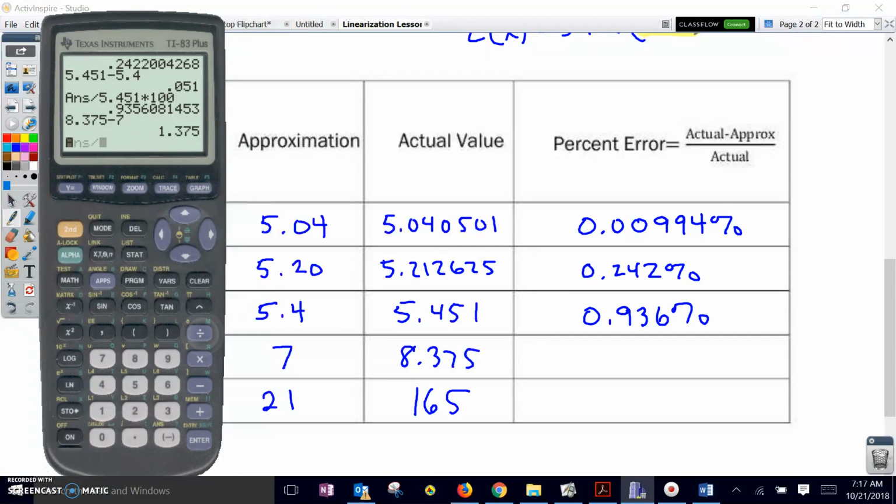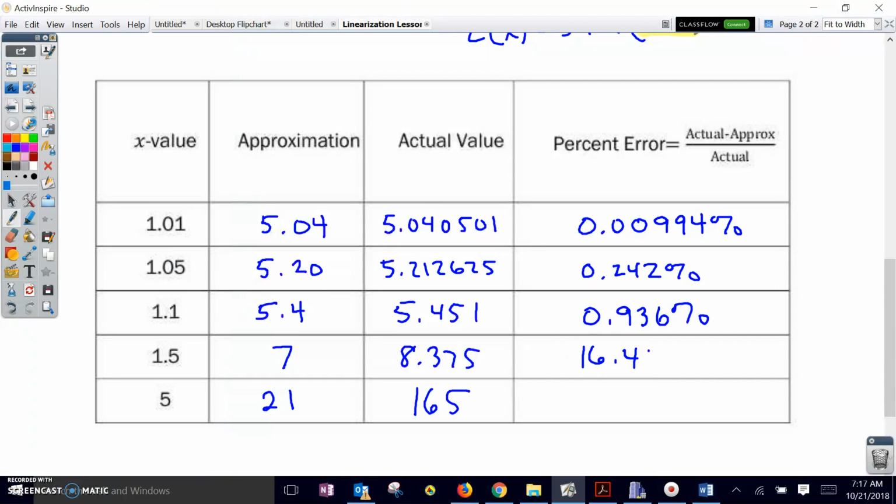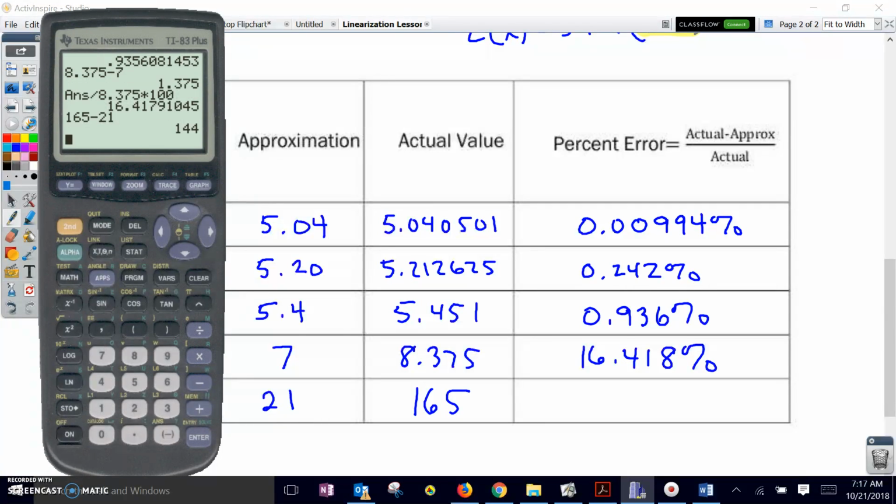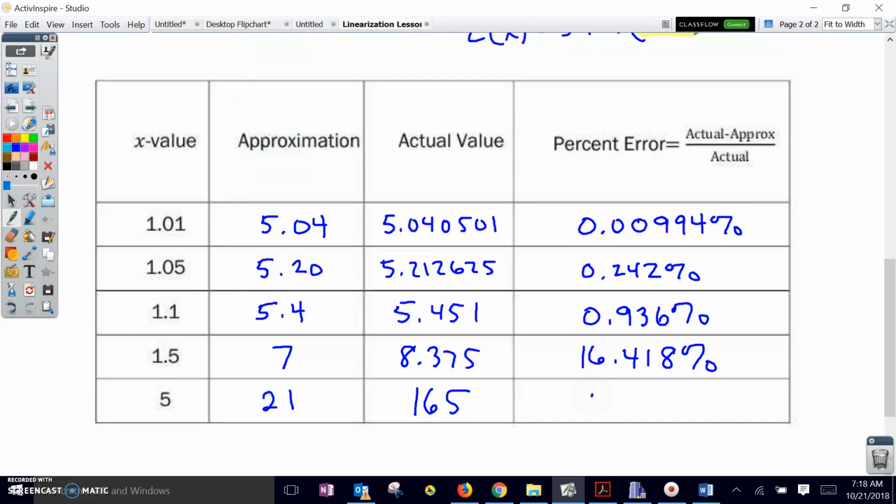But as we get further away from the center, the error gets larger and larger, 16.418% error all the way out at 1.5. And so you see, as we move away from the center, how drastically the error increases. And then the last one here is going to be pretty ridiculous. We have an 87.273% error. So what does this illustrate to us?